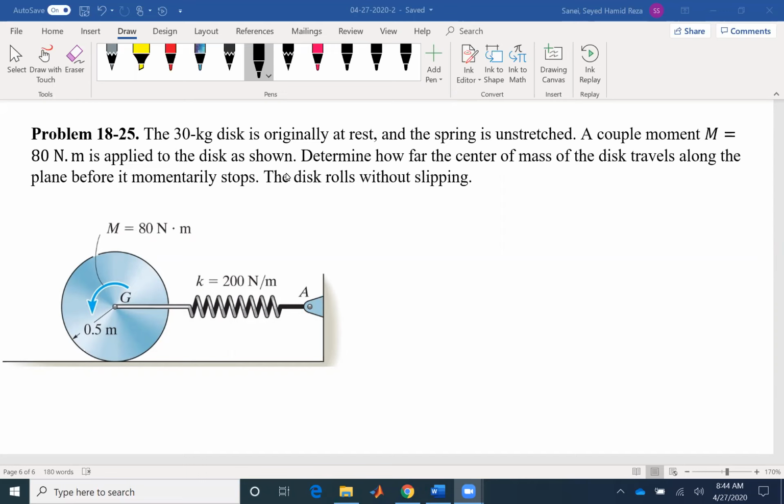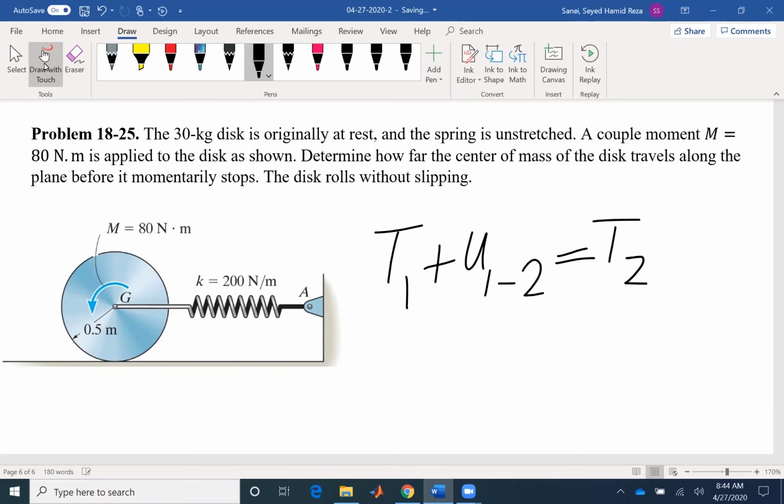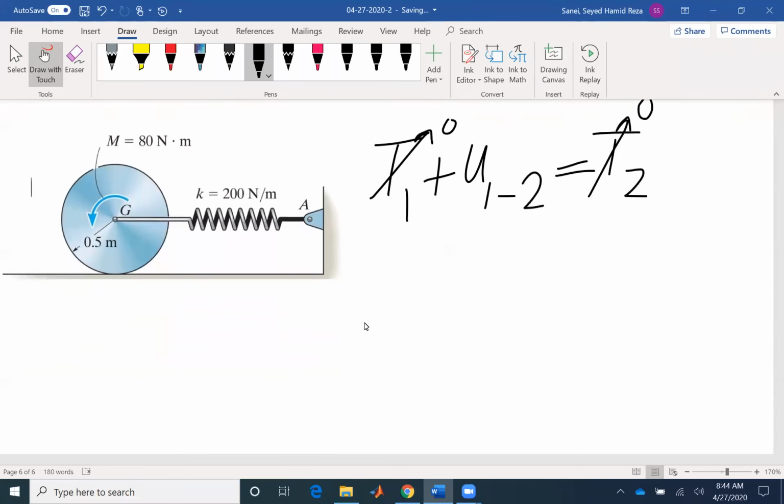So that's interesting. It starts from rest and it stops. So the initial and final kinetic energy are 0. The disc rolls without slipping. So we can write the work energy equation. The initial kinetic energy plus the work that is done on the disc would be the final kinetic energy. It starts from rest and it's going to stop at the end as well, so we don't have any kinetic energy. All we have is the work that's done on the disc.